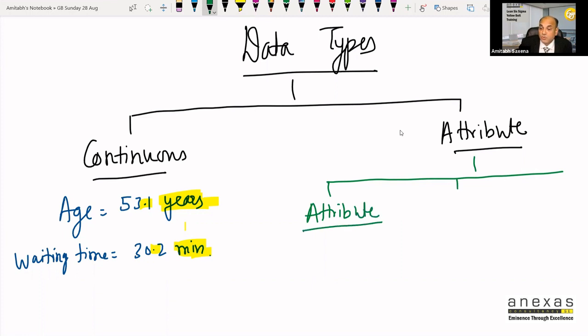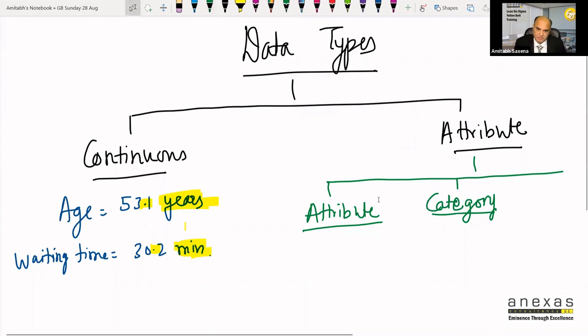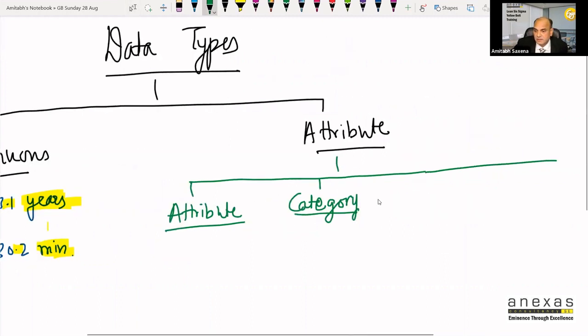Now, let me take an example of attribute data. Attribute data is something which we feel we cannot measure, or it is difficult to measure. So there's a trick to measure data which we feel is difficult to measure. What is that trick? First, write down the attribute which you want to measure. And then create a category. See, for every attribute you can easily create a category. If you can't think of a category, at least create a category which is binary in nature, which is presence or absence of that category.